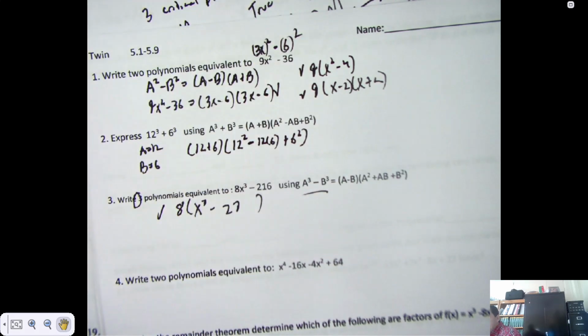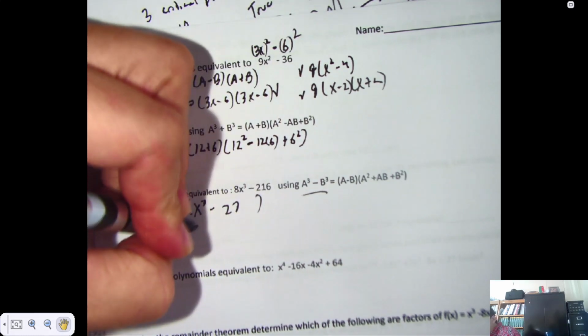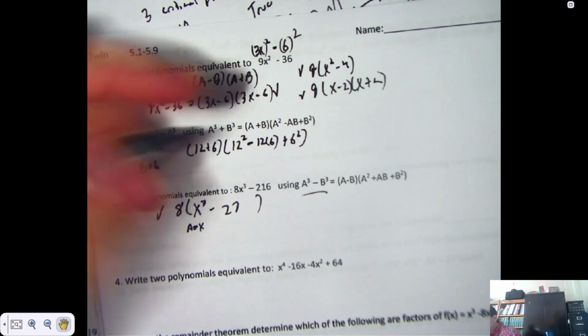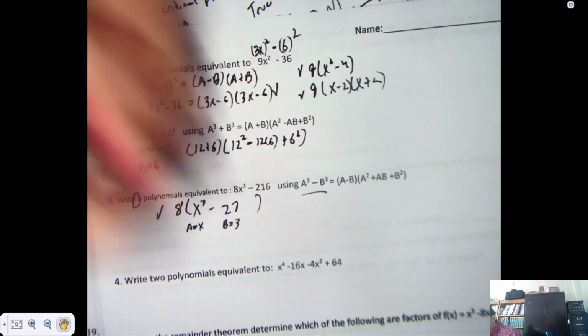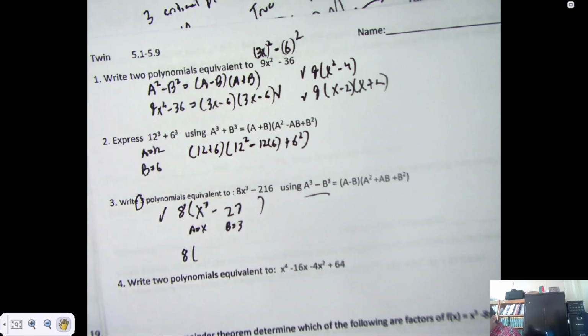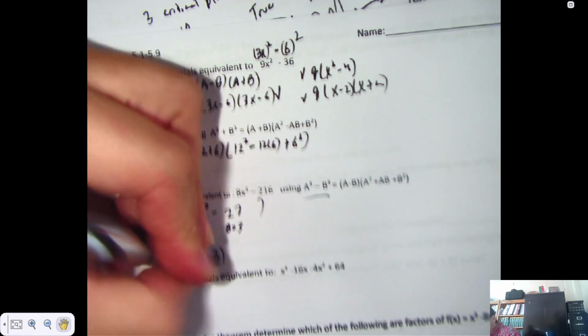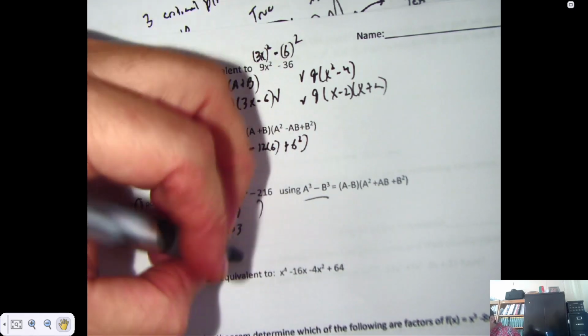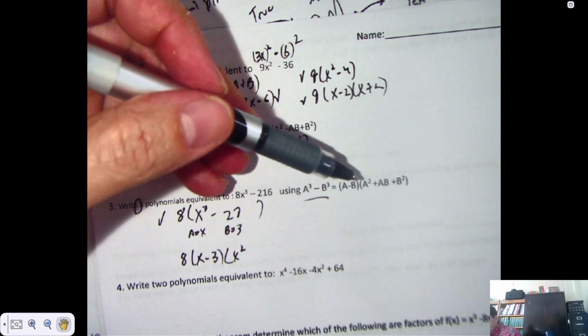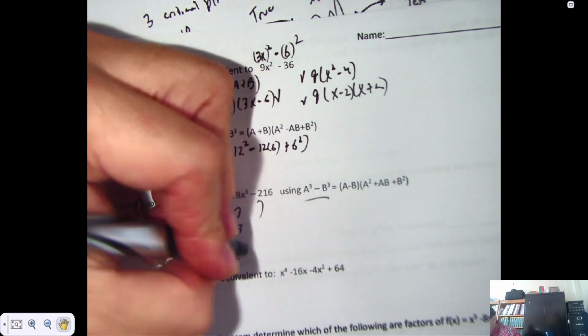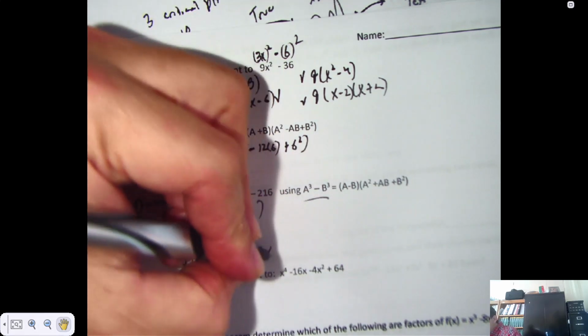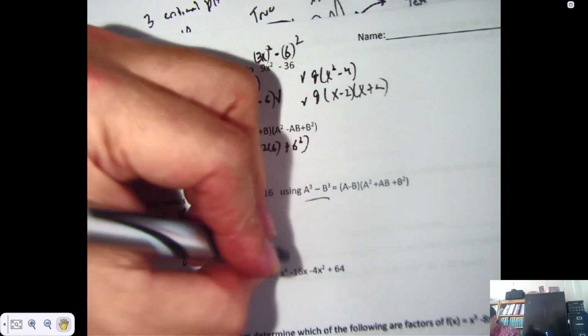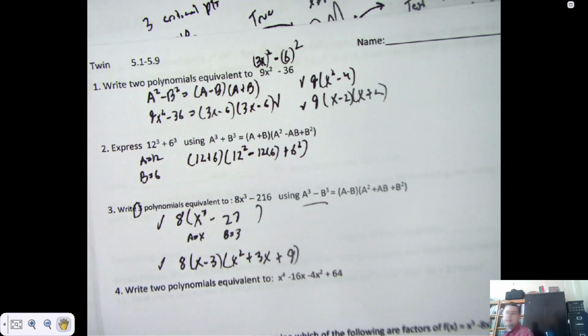See the pattern here? A would be x because I cube an x to become x cubed. B would be 3. So 8 times x minus 3, because I'm looking at my pattern. When I square an x, I get x squared. Plus, because there's a plus, 3 times x is 3x. Plus, because there's a plus, 3 squared is 9. There's a second one.